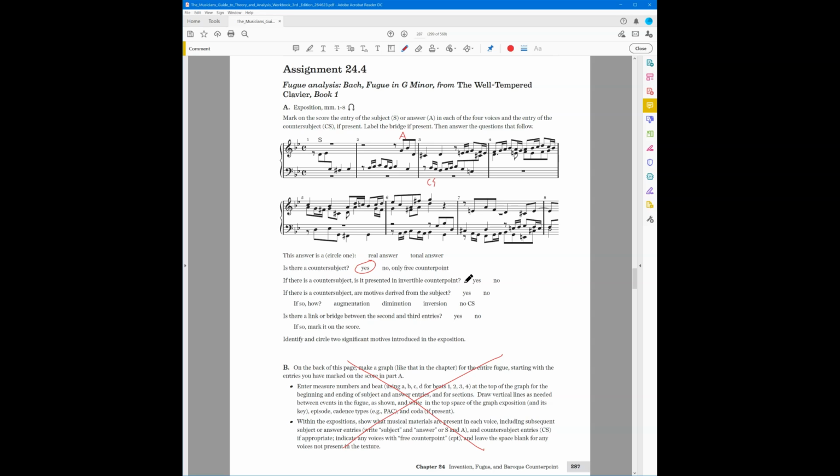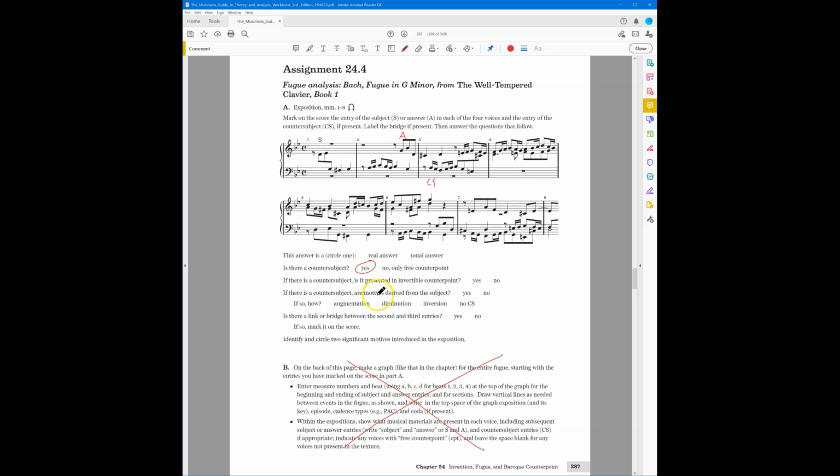The way of determining this in this piece, right now the counter subject is presented below the subject. If you find a counter subject presented above a subject or an answer, then it is going to be invertible counterpoint. I think you'll find your answer once you look at the analysis, but be looking for this counter subject and see the way in which it interacts with the subject and answer.